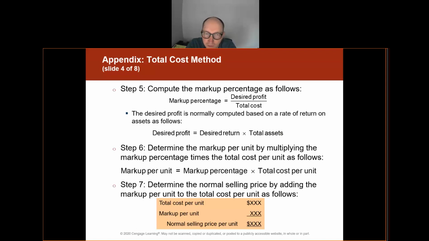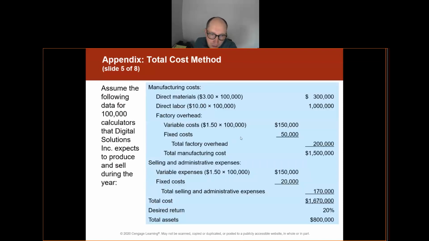Step 5, we find markup percentage, desired profit divided by total cost. To find desired profit, we take desired return times total assets. Step 6, take markup percentage times total cost per unit. Step 7, we find our sales price by taking total cost per unit plus markup per unit. It's our sales price. Again, it's the same data from before.